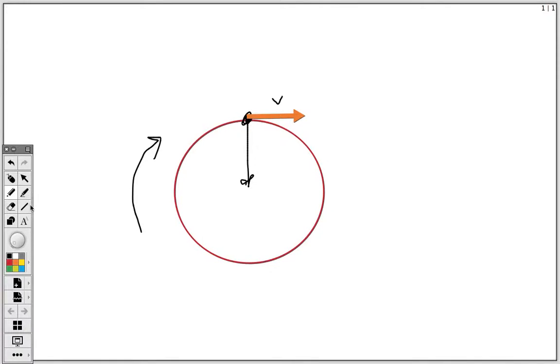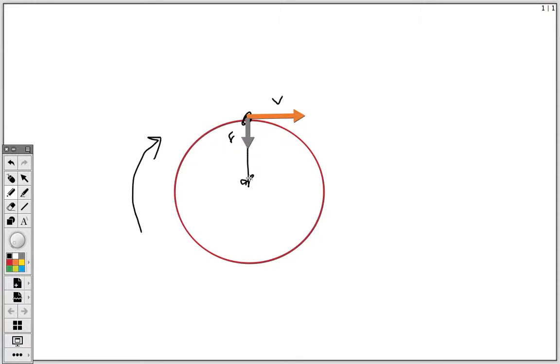Well, as I mentioned, there is a force from the tension of the string or whatever that's holding it, and that string is pulling on it, and it's pulling on it towards the center. That right there is our centripetal force. Okay, that's our force.